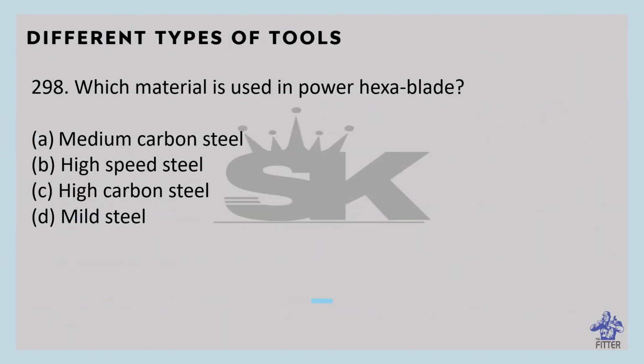Which material is used in a power hacksaw blade? That is high speed steel, option B. It is a hand tool used to cut metal. It is made of either low alloy steel or high speed steel and is available in standard lengths of 250 mm and 300 mm. The selection of the blade depends on the shape and hardness of the material to be cut.